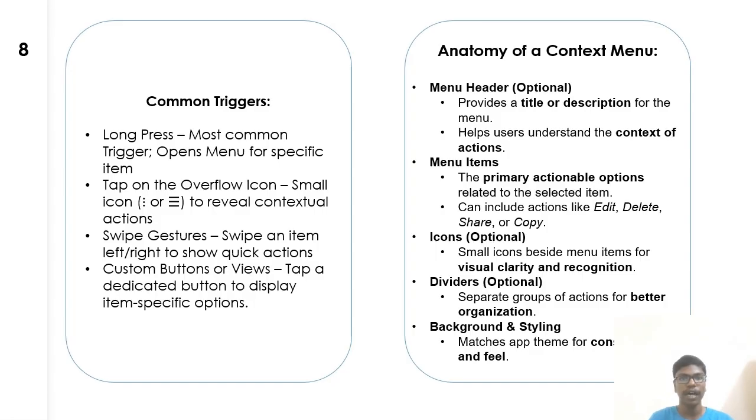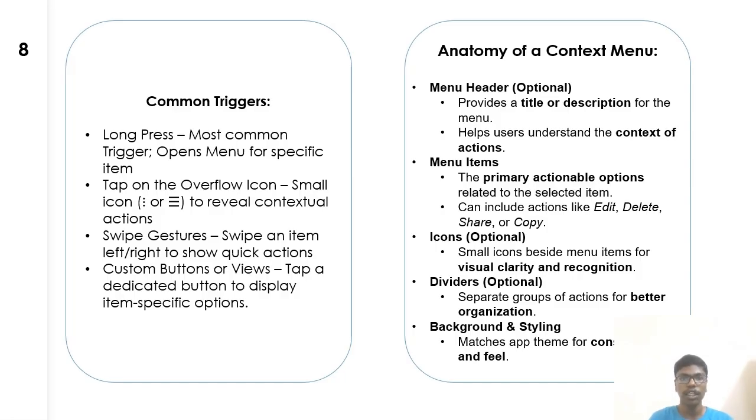On the right side, we have the anatomy of a context menu. Starting from the top, we have an optional menu header that provides a title or description, helping users understand the context. Next, the core component is the menu items. These are the primary actionable options like edit, delete, share or copy. Icons are optional but recommended.